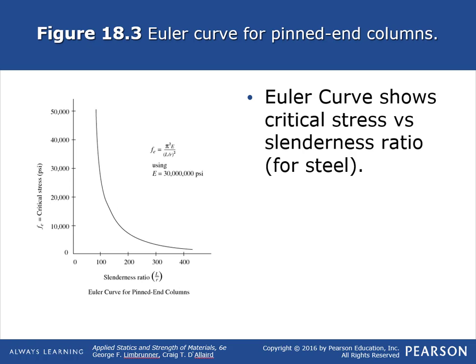Next, here is Euler's equation. Okay, so what we did is we put in the 30 million psi for the modulus of elasticity of steel, and we plotted the critical stress versus the slenderness ratio. And as you can see, here's the curve that we got. So we notice as the slenderness ratio goes way up, our critical stress goes way down. The columns are more likely to buckle at the higher slenderness ratios.